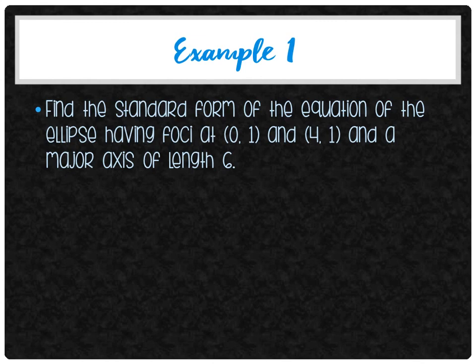So this time it says find the standard form of the equation of the ellipse having foci at 0, 1 and 4, 1 and a major axis length of 6. So start with what you're given. Give yourself a visual because it will be easier. So foci at 0, 1 and 4, 1. These are your foci.